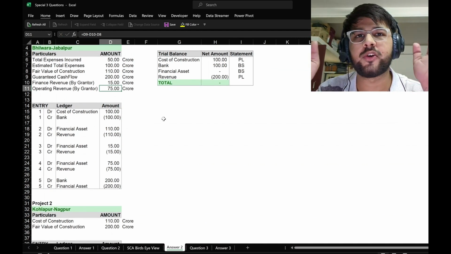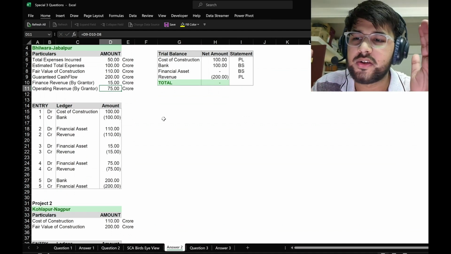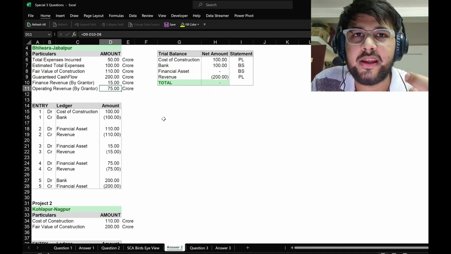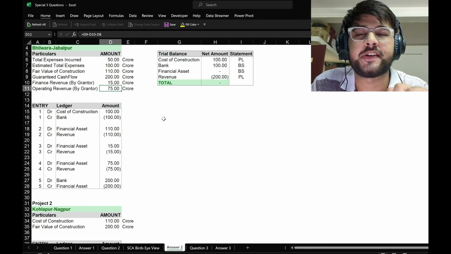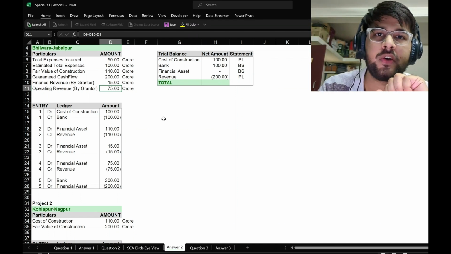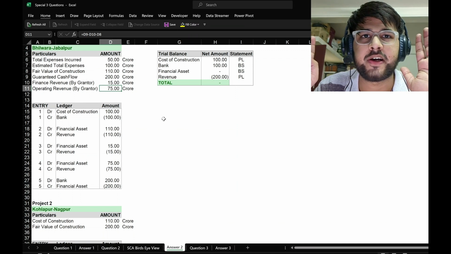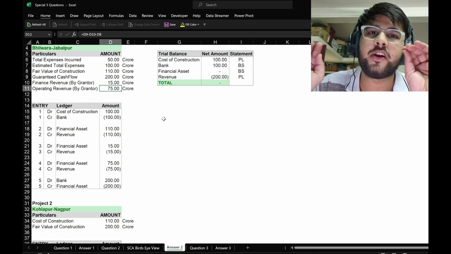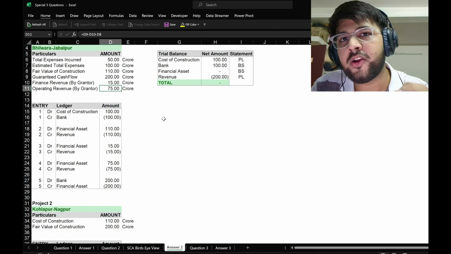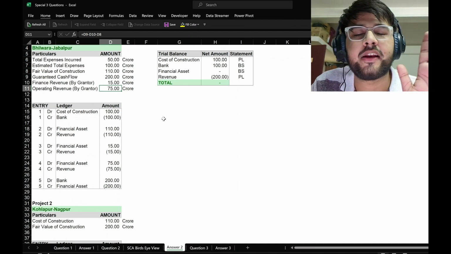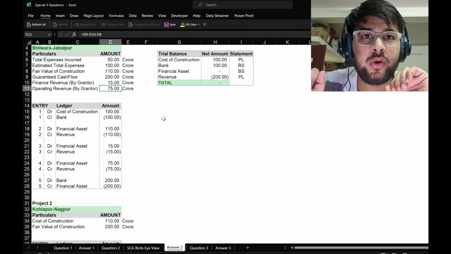So the entries will go as follows. First, you will be incurring some cost of construction during the year, that is 100 crores. So you would be debiting the cost of construction, crediting the bank account. Then you would be recognizing the revenue and the financial asset. The financial asset debited at fair value of the cost of construction, credit the revenue from construction services provided to the government. Then you would be debiting a financial asset for the revenue for financing cash flows received from the government. And then you will be debiting a financial asset and crediting the revenue again by 75 crores for operating revenue received during the operating phase.